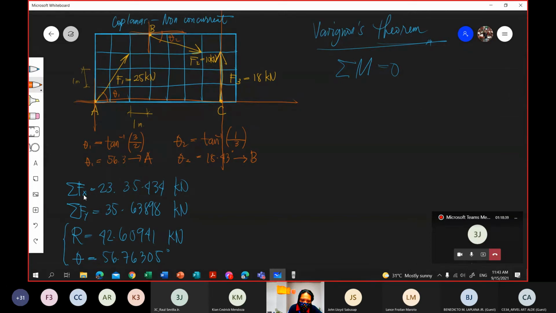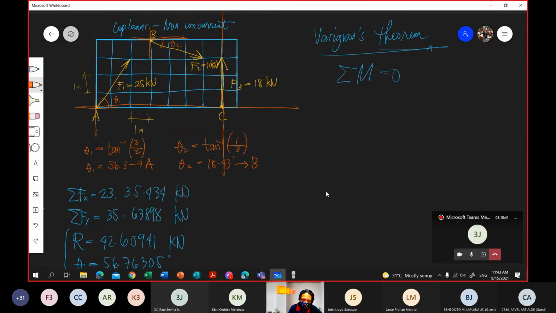Okay, so let's use summation of Fx. This is positive, right? Summation Fx is positive 23.35. So I'll put it here, positive. This means the direction of the summation Fx force is to the right, because it is positive. Here is the summation of Fx multiplied by a certain distance. We do not know what distance yet.